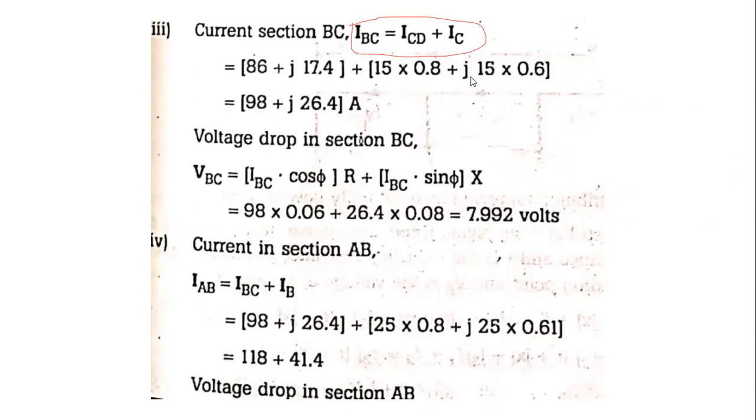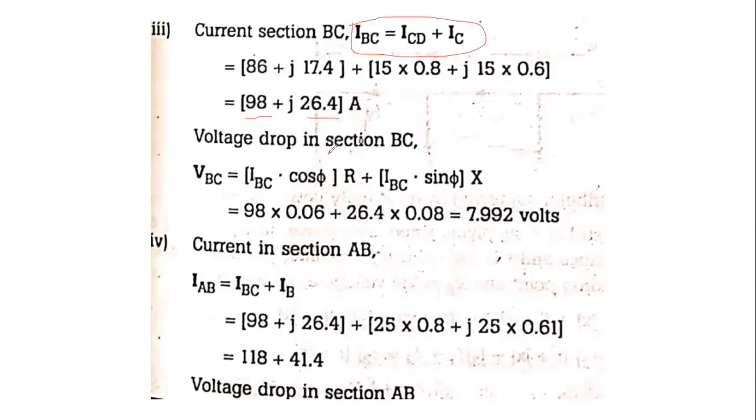15 into 0.8 plus j 15 into, by using this cos phi value, we find out the sin phi, that is 0.6. Then we obtain the current in section BC, which is 98 plus j 26.4 amperes. Next we calculate the voltage drop in section BC. Therefore VBC is equal to IBC cos phi, this is the IBC cos phi value and this is the IBC sin phi value.